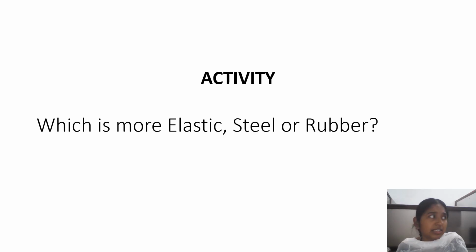So here there is an activity for you. You have to find out which is more elastic, steel or rubber. You can use the concept of elasticity and modulus of elasticity, and of course Young's modulus, because it is linear stress and linear strain which is depending on this elasticity of steel and rubber. So we will find out which is more elastic.